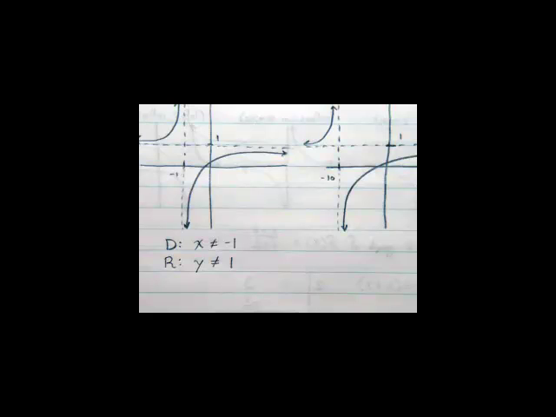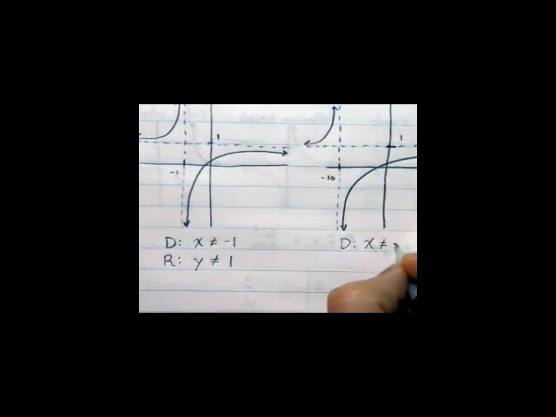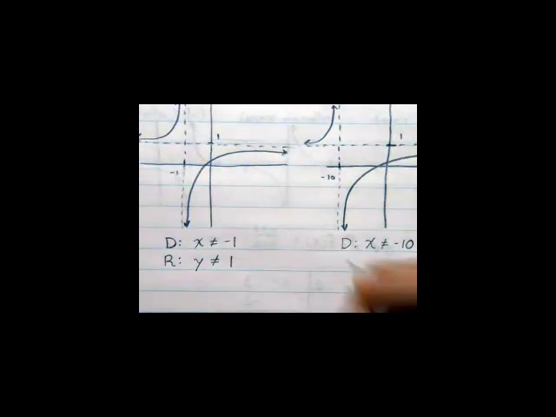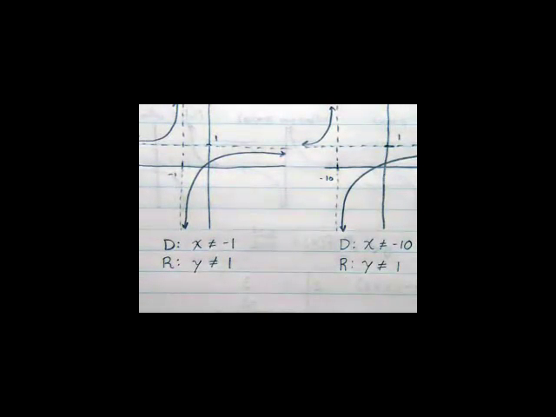With all rational functions, at least the ones you guys are going to look at, there's one vertical asymptote, there's one horizontal asymptote, and that's it. So you just got to find out where they are. X not equal to, y not equal to, got domain and range. Okay? So what's the domain of this one over here? X is not equal to negative 10. What's the range? Not equal to 1. Okay.